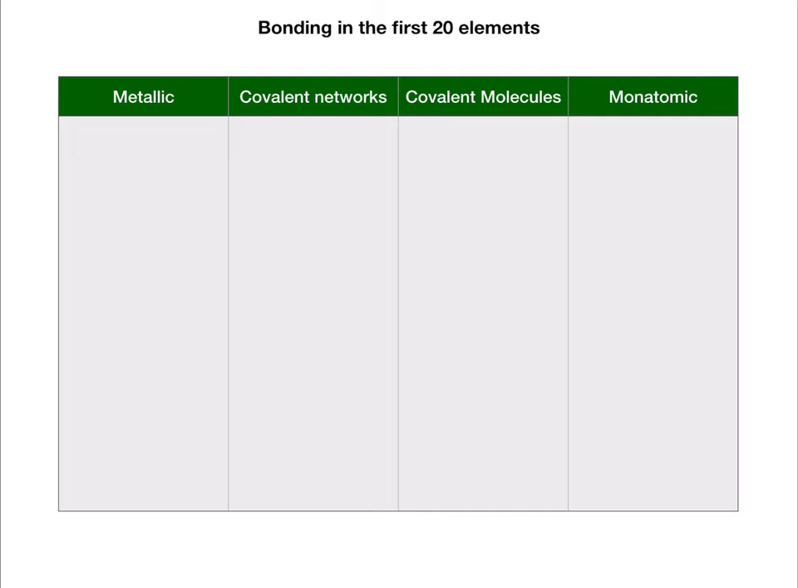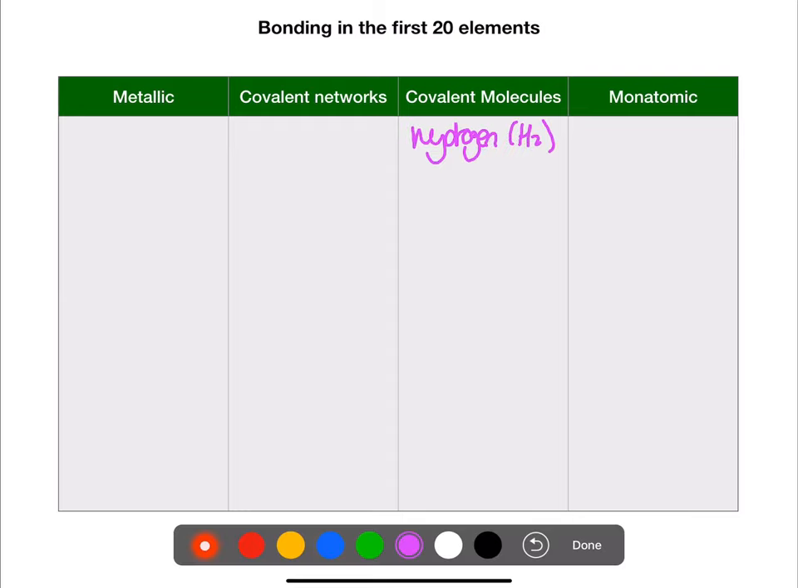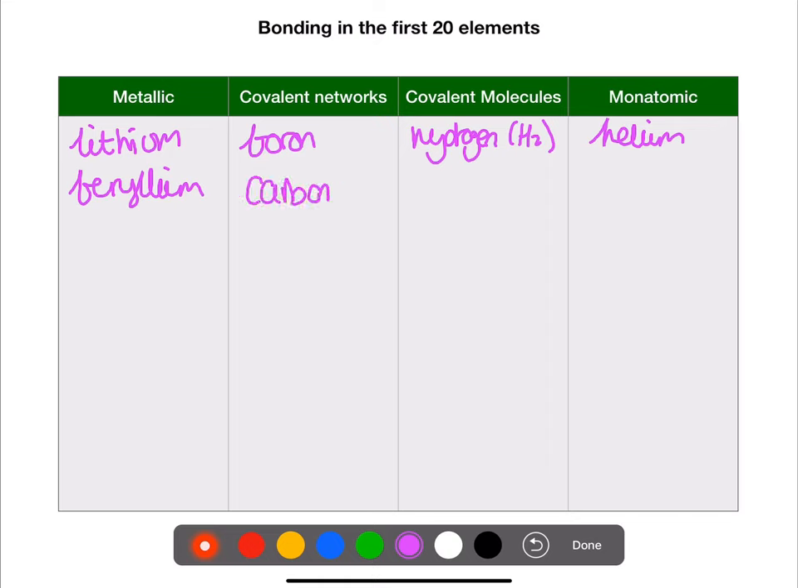First of all, let's look at the bonding in the first 20 elements, which is a diatomic element of H2, followed by helium, which is a noble gas and therefore monatomic. We then have two metallic elements, lithium and beryllium, followed by our first covalent network, boron. We then have carbon, which has two covalent networks, diamond and graphite.